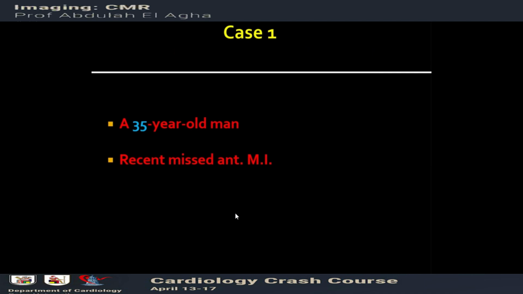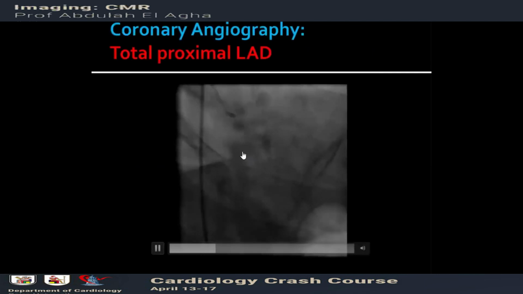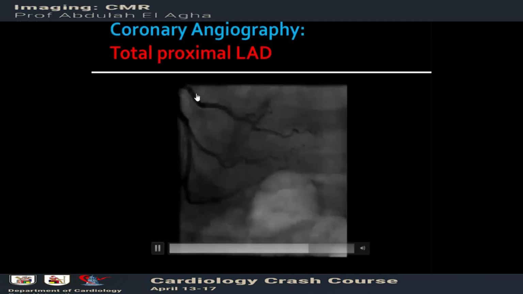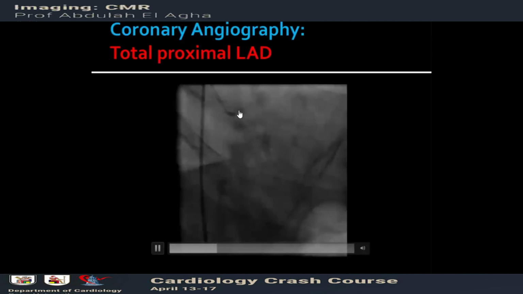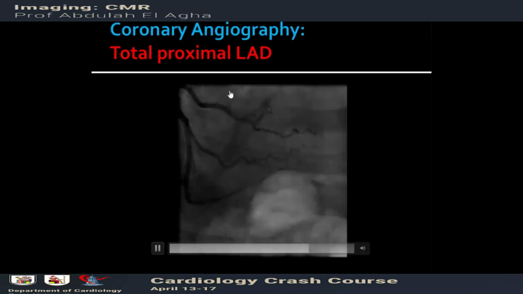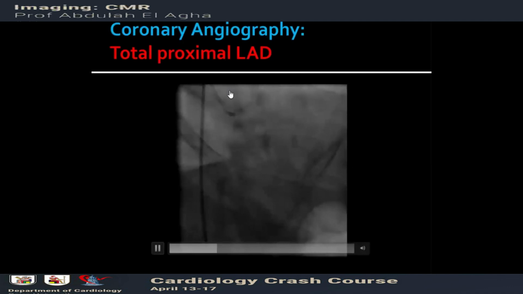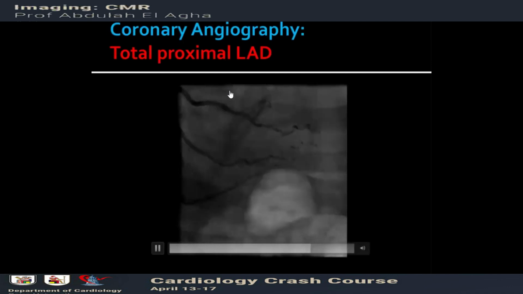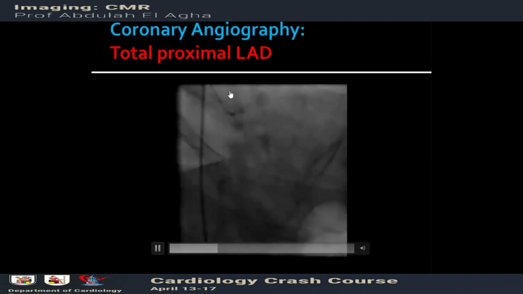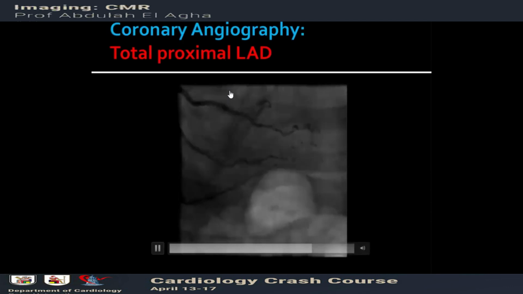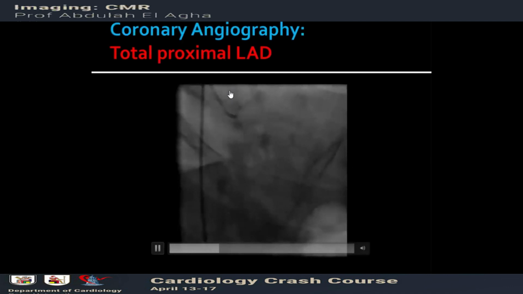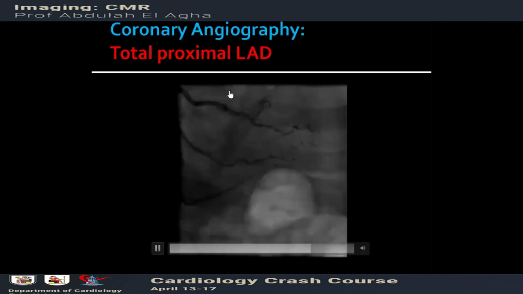So this is a case of a 35-year-old man with recent missed anterior MI. Okay, he went to the hospital. They did the coronary angio. They found flush occlusion of the LAD, total ostial LAD. The LAD is occluded from its origin. Okay, and in echocardiography, the anterior wall and anteroseptal are akinetic. So, would you like to do a PCI for this patient, or you want to test viability first?